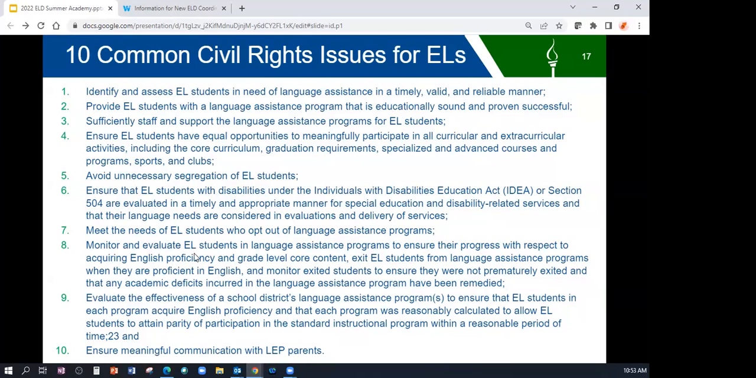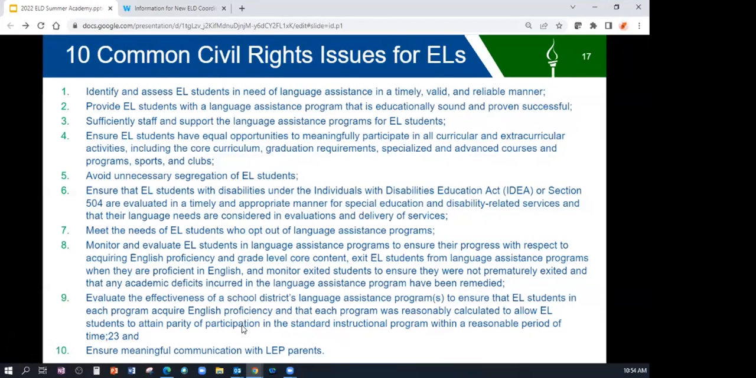And the seventh is that we have something in place for those who opt out of having assistance programs, because parents have the right to say, I don't want my student to participate in that type of program. The eighth is that we monitor and evaluate on an ongoing basis to see what the proficiency level is and whether they're making progress in the program that we're using.